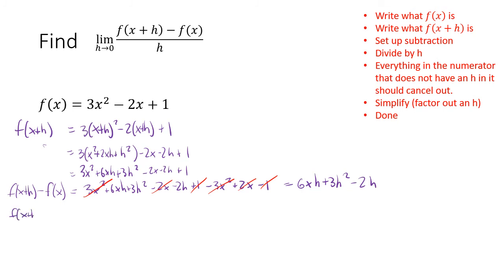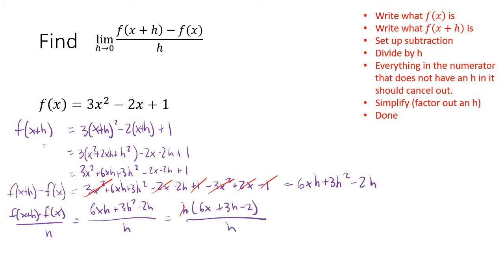So f of x plus h minus f of x, divided by h, is going to be this: 6xh plus 3h squared minus 2h, all divided by h. We can factor the h out on top, and we'll have h times 6x plus 3h minus 2, divided by h. The h's will cancel out, and we're left with an answer of 6x plus 3h minus 2. Now, usually you put the h term last, so you might want to write this as 6x minus 2 plus 3h, but that's kind of up to you. Both answers are obviously correct.